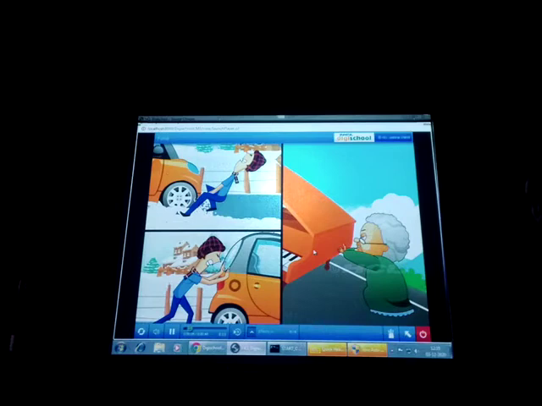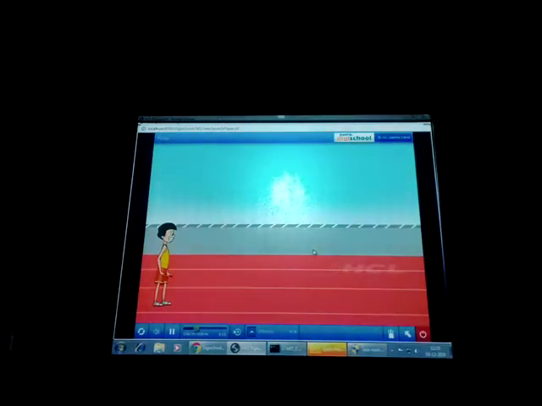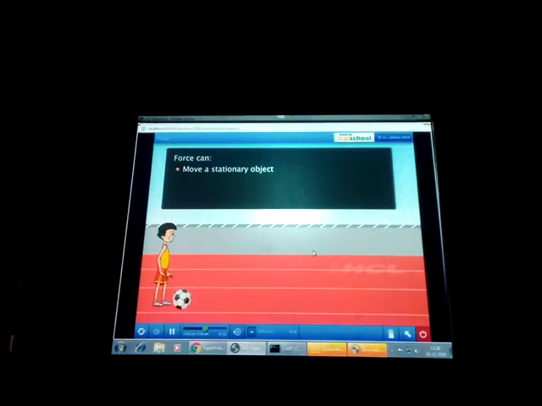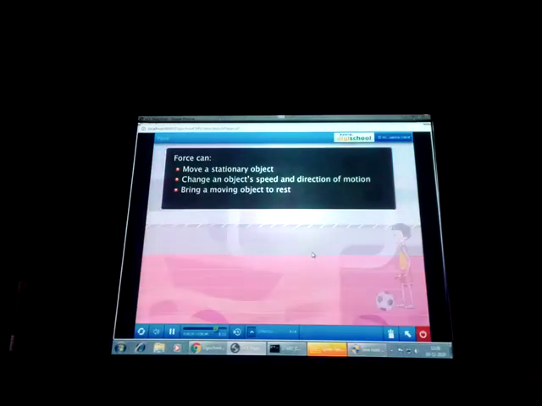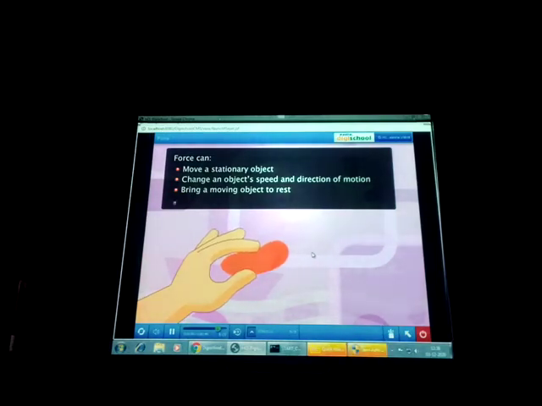Force applied on an object can affect its state in several ways. Let's take a look at some of the effects of force. Force can change the state of motion of an object. It can induce motion in a stationary object. It can change the speed and direction of a moving object. It can bring an object to rest. Force applied on some objects can alter their shape and size.